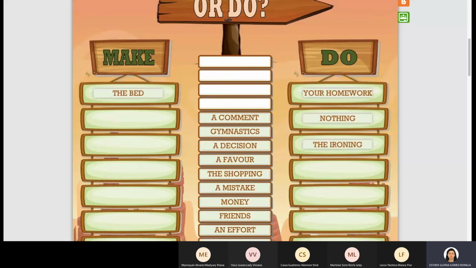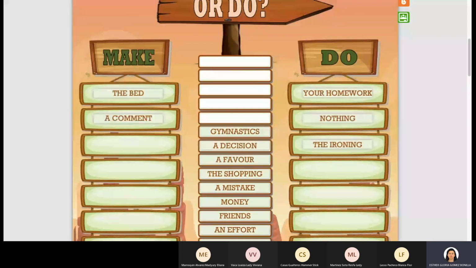A comment. Make a comment or do a comment? Lady Viviana Vaca. Teacher, do a comment? What do you think, Hammer? Resfa, what do you think? Is do a comment or make a comment? Make a comment. Is make a comment, says Resfa. Is make a comment, porque tú creas algo, ¿no?